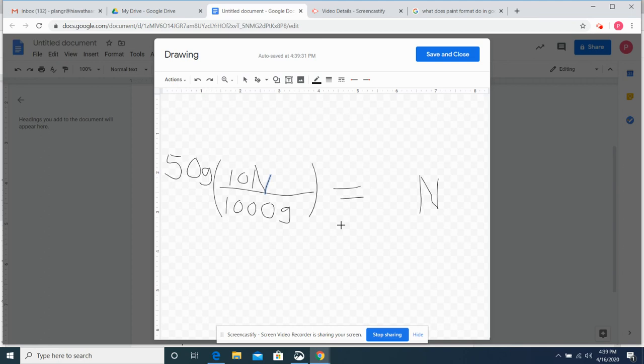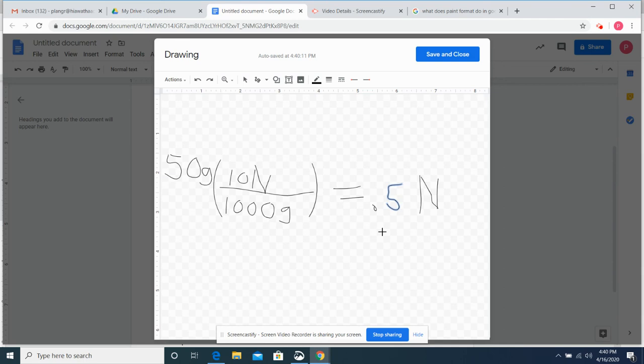You'll notice here that if you were to solve this problem, the grams would cancel right here and disappear, and so we would end up with newtons. Newtons would be equaling newtons, so we would know that we have the right answer. If you solve this problem, you multiply 50 times 10 divided by 1,000. That would be 500 divided by 1,000, or 0.5 newtons.